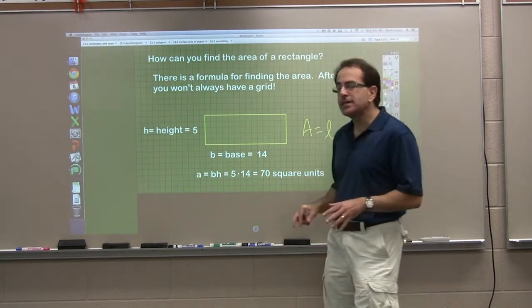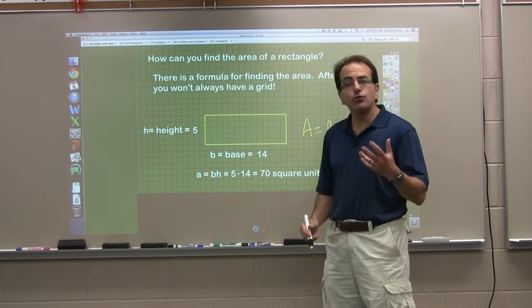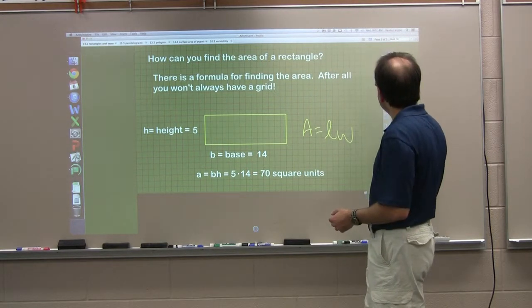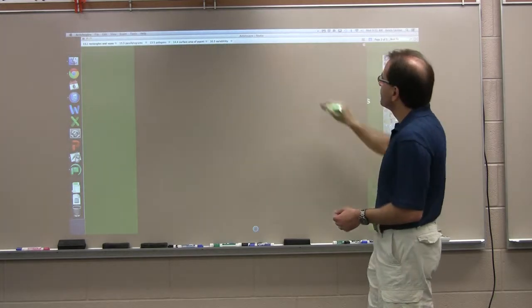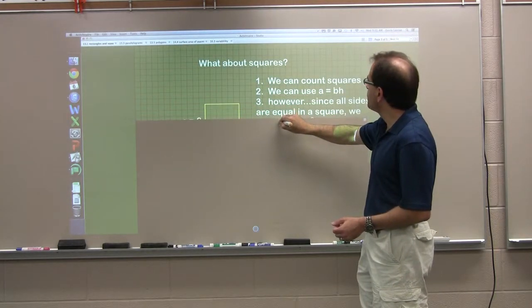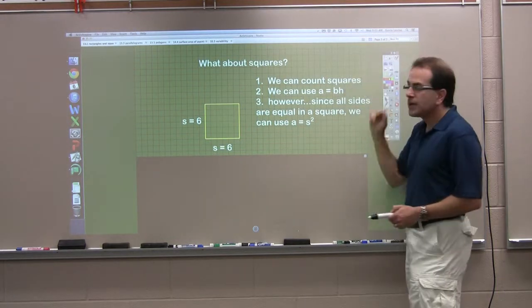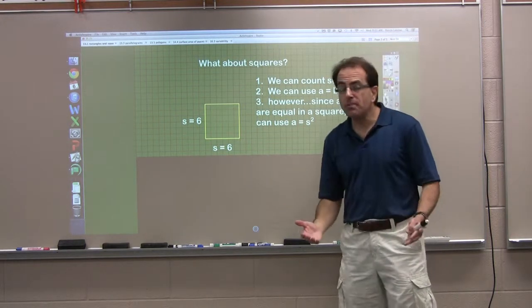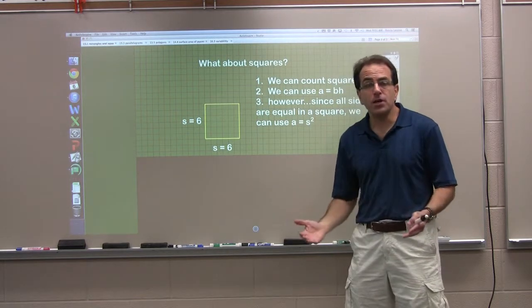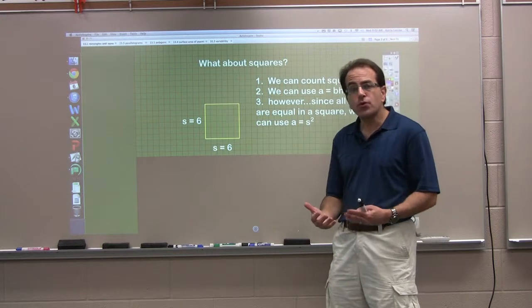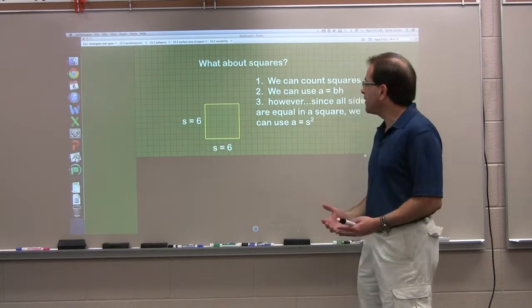Let's take a look at how this might differ for a square, which, as you know, is another type of rectangle. Okay, so again, a couple of different methods for this. We can do the counting of the squares. We can use base times height or length times width because a square is another kind of rectangle. So we can use all the methods we already know for finding the area of rectangles.